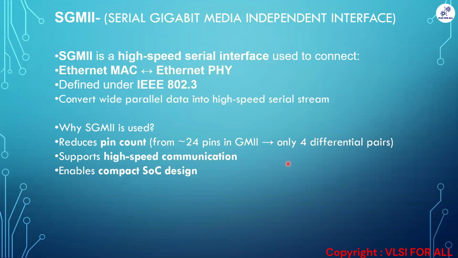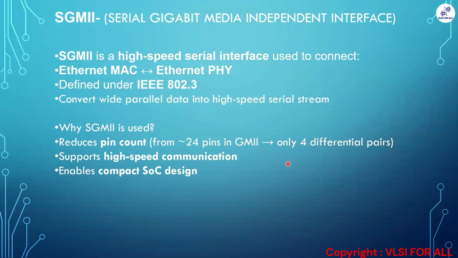And it converts parallel data to serial and serial stream to parallel stream. And why SGMII is used is, earlier we had the GMII, Gigabit Media Independent Interface, which had almost 24 pins. So the pin count is more. To reduce that pin count, we are using differential pairs. Like in SGMII, we have TXP, TXN, RXP, RXN, like TX positive, TX negative, RX positive, RX negative.